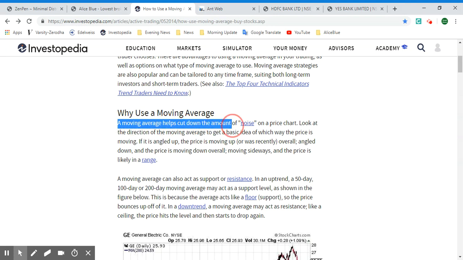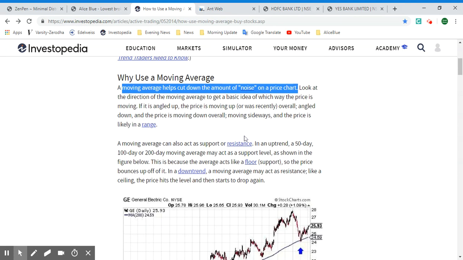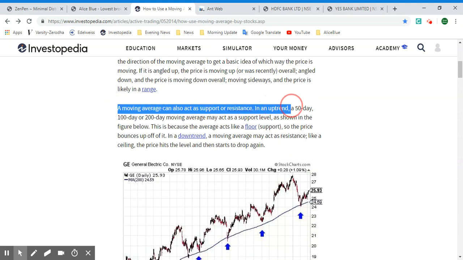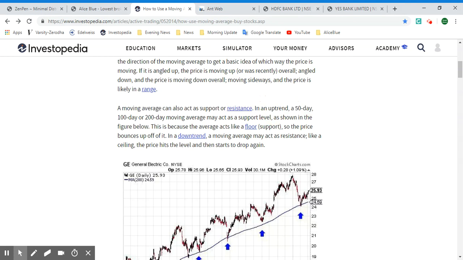Before that, why should you use a moving average? A moving average helps cut down the amount of noise on a price chart. So you can look at the direction of the price movement without getting distracted by the sudden jerky volatility of the market. A moving average can also act as a support or a resistance. In an uptrend, a 50-day, 100-day, or 200-day moving average may act as a support level, or as a resistance level if the stock is in a downtrend.